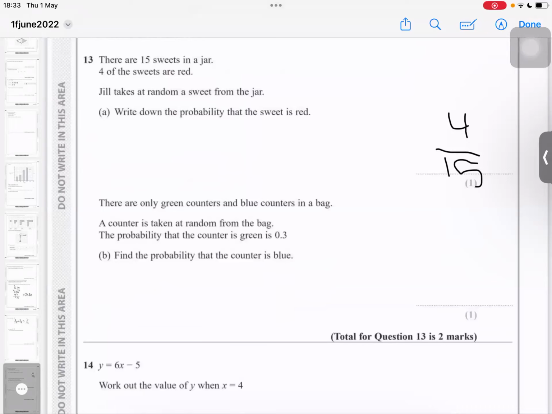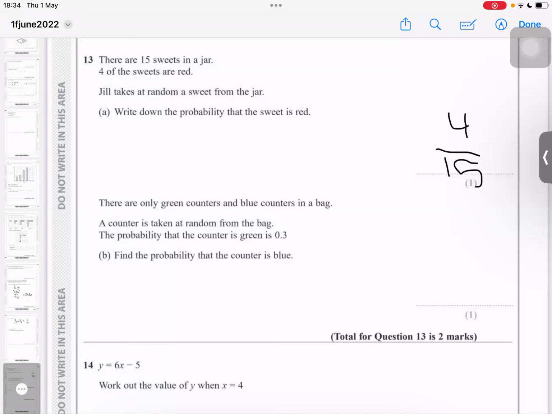Okay, the next one says there are only green counters and blue counters in the bag, only. We don't have any other colors there. It now says a counter is taken at random from the bag. The probability that the counter is green is 0.3. Find the probability that the counter is blue. Another way of asking that question is saying, find the probability that the counter is not green. Simple. That's just another way of saying it.